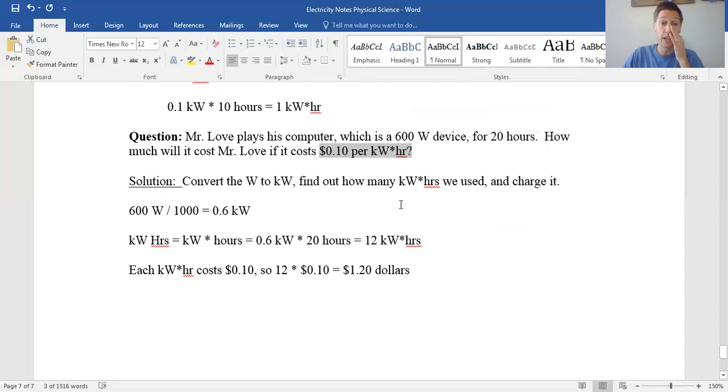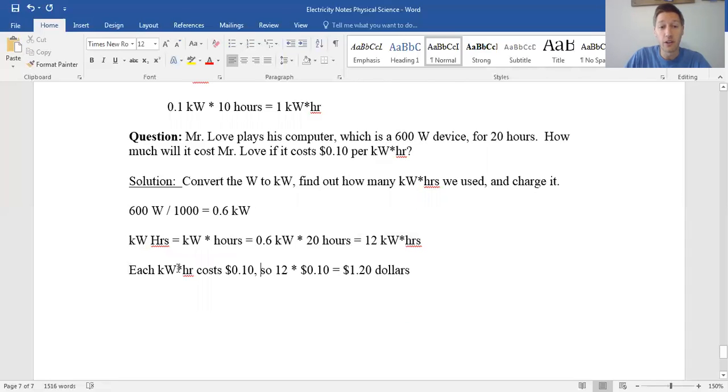To find out how much it's going to cost me, we just got to find out how many kilowatt hours I am using and then charge myself for every kilowatt hour. So we're going to take that computer, 600 watts, and turn it into kilowatts. 600 divided by 1,000. My computer is a 0.6 kilowatt device. I played it for 20 hours. So kilowatt hours is the kilowatts, 0.6, times the hours, which is 20. That's going to be 12 kilowatt hours of entertainment I got right there.